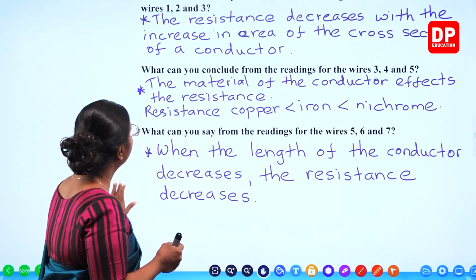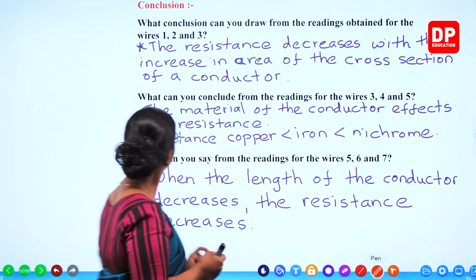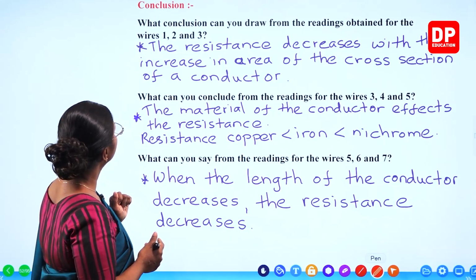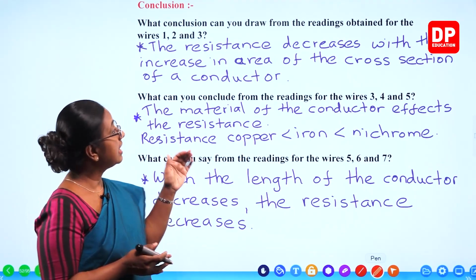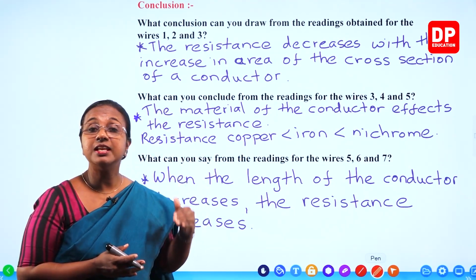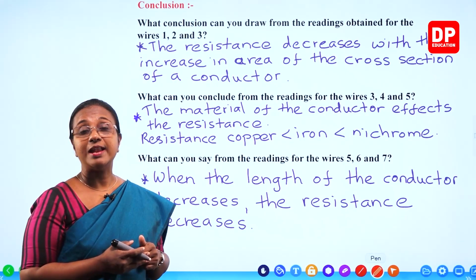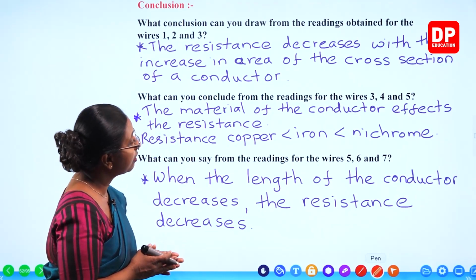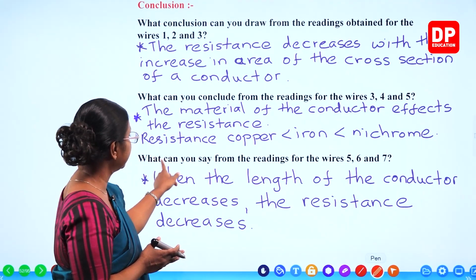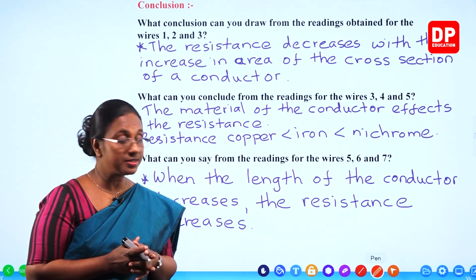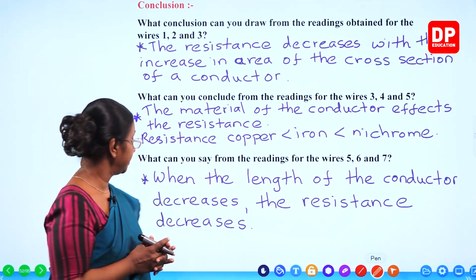So if we look at all three factors, the resistance decreases with the increase in area of the cross-section of a conductor. That is the conclusion from the first three conductors, 1, 2 and 3. Then from the conductors 3, 4 and 5, you all know the material of the conductor affects the resistance. And you all were able to understand that the resistance of copper was the lowest, iron a little bit higher, and nichrome had the highest resistance.